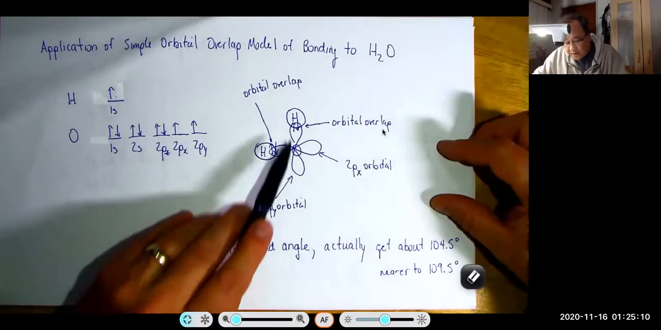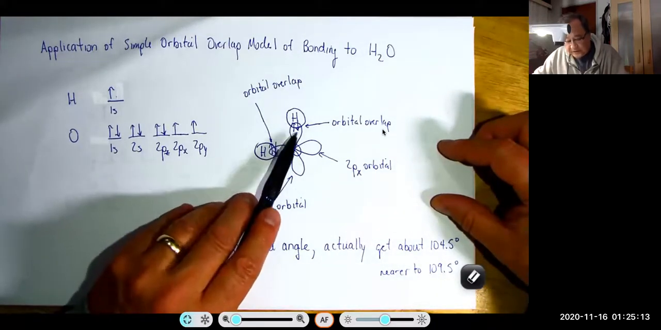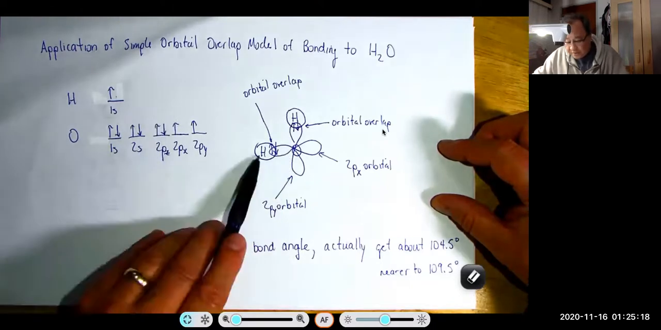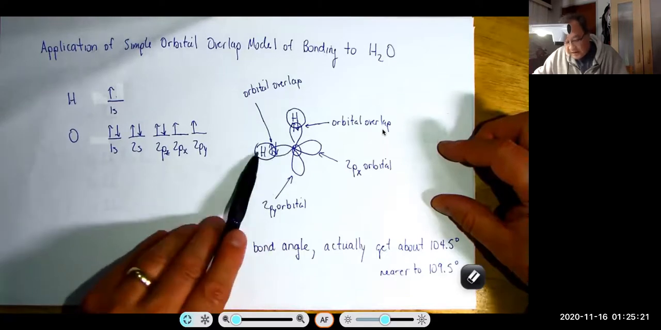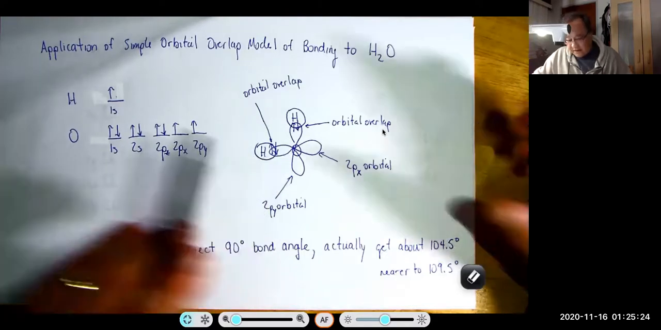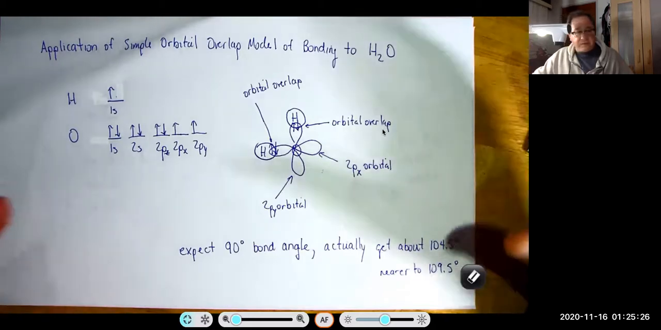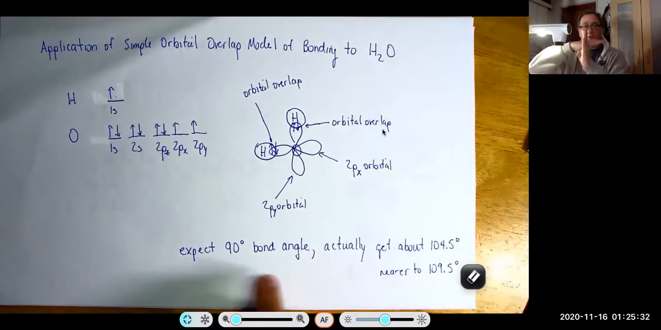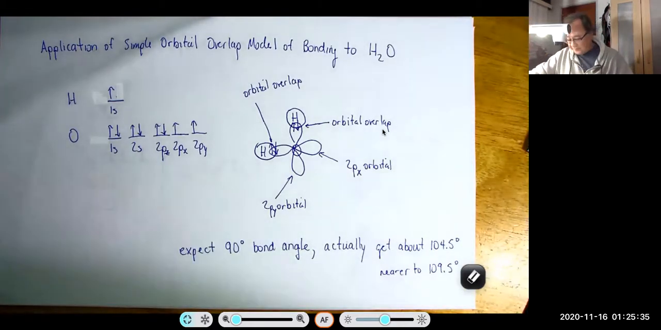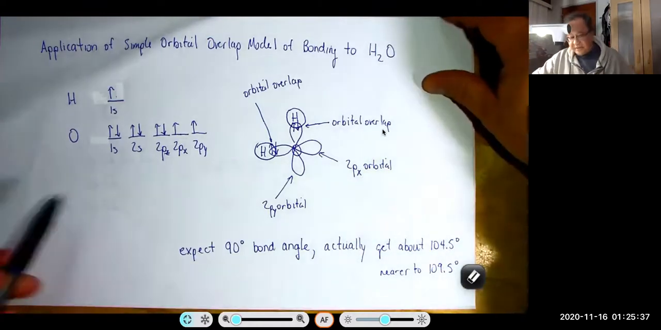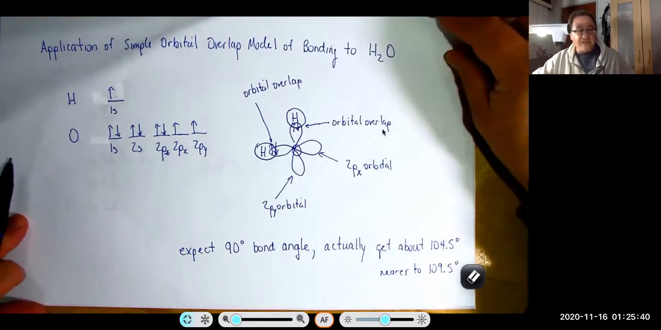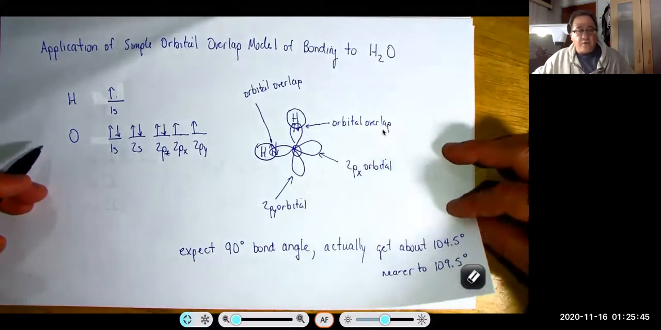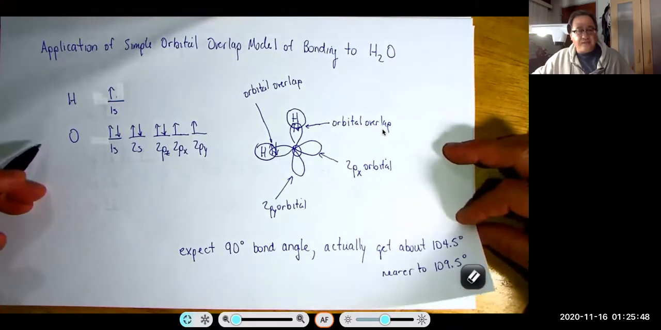And when the hydrogen bonds with this 2p orbital with one electron in it, you get this orbital overlap here, and there's your bond. And when the other hydrogen bonds to the other p orbital, you get this overlap here, and there is the bond. So orbital overlap. Now there's a bit of a problem with this model as it stands, and that's that we expect a 90-degree bond angle because the p orbitals are 90 degrees to one another. We actually get a bond angle here in H2O of 104.5, which is closer to 109.5 than it is to 90 degrees.